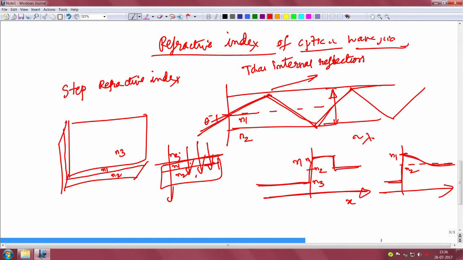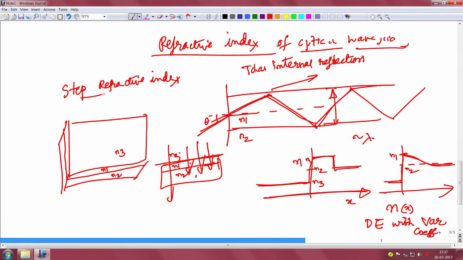So, mathematically and conceptually there is no difficulty with treating step index or graded index, but the only thing is we should note that a refractive index as a function of x will result in the wave equation and differential equations with variable coefficients.